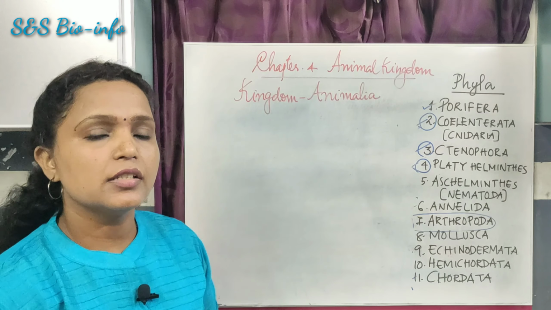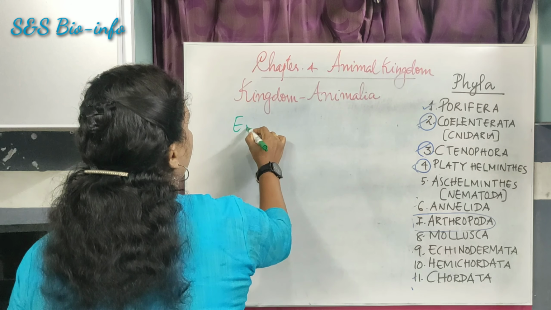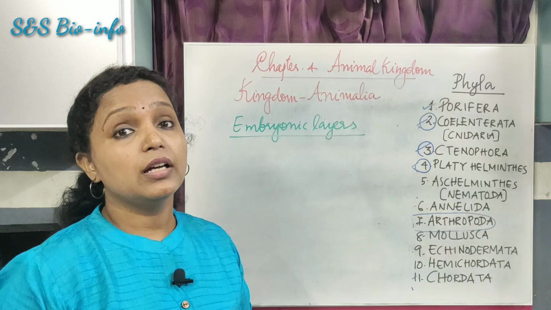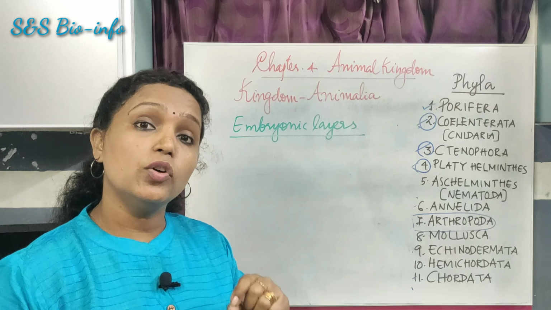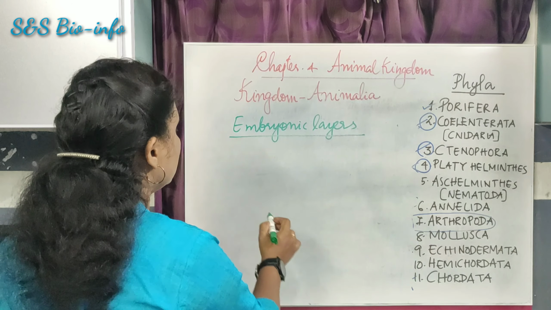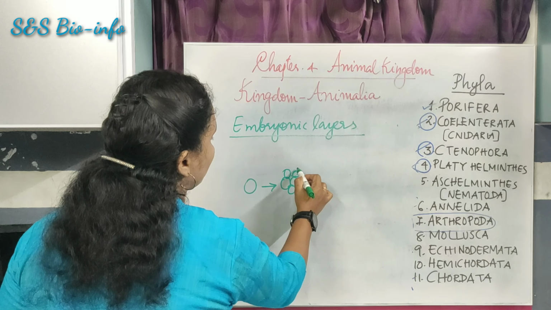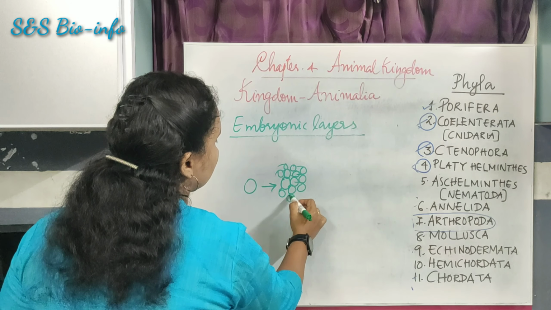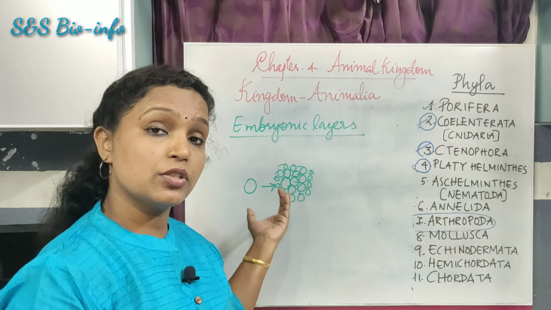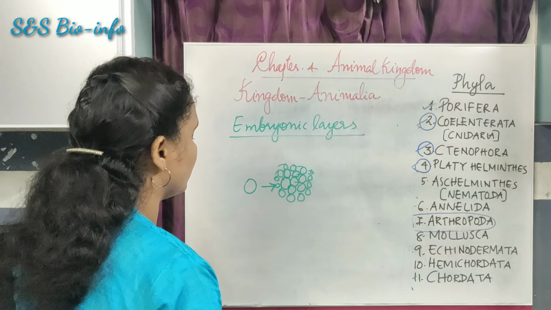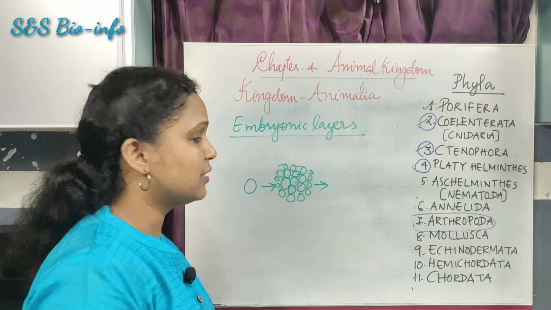The next criterion is the presence or the nature of embryonic layers or germ layers. We have learned that a zygote is formed by the fusion of male and female gamete. The zygote is a single-celled structure. The zygote undergoes repeated division and forms 2-celled, 4-celled, 8-celled, 16-celled, 32-celled structures and so on, and it multiplies in number. Thousands of cells are formed during the embryonic stage, and these cells are arranged as germ layers during the embryonic stage.